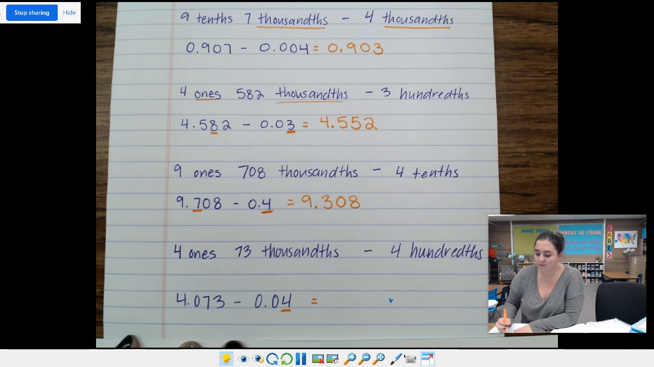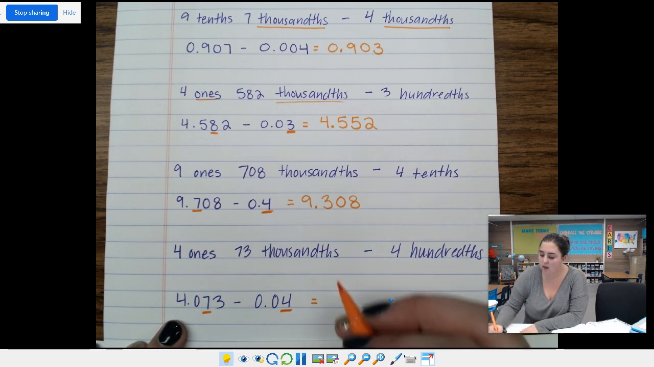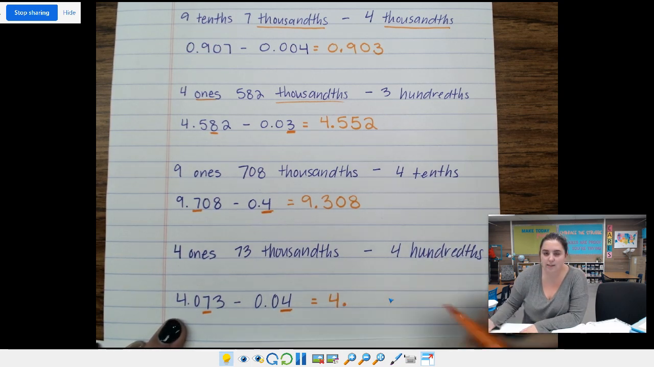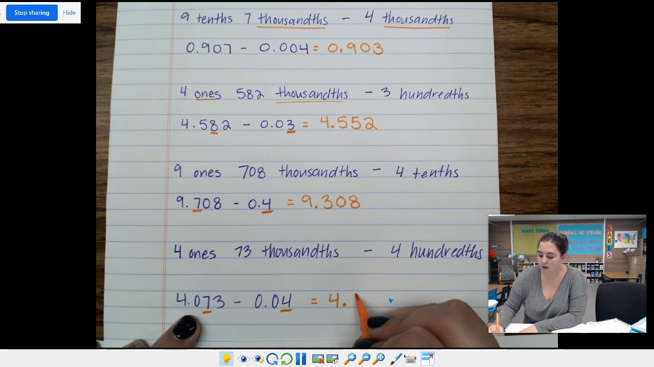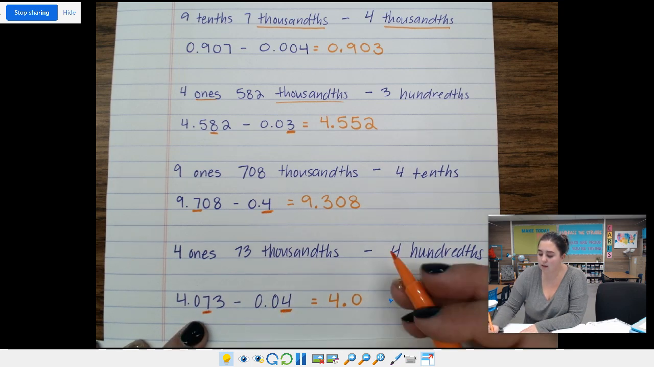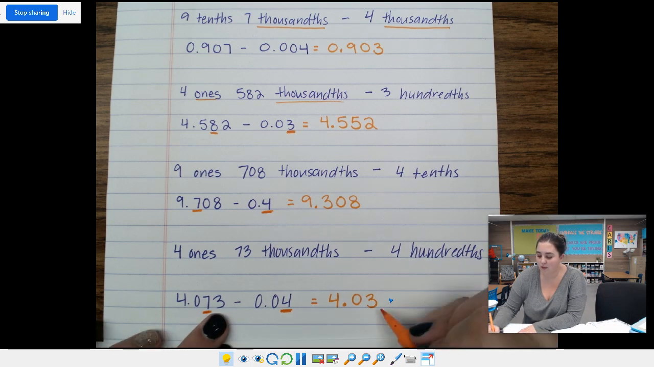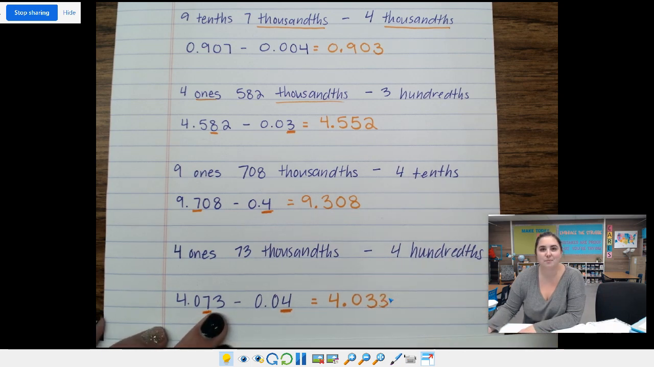Last one. I'm taking away 4 hundredths, and I had 7 hundredths to start. My 4 ones is going to stay the same. I already didn't have anything in my tenths. 7 hundredths minus 4 hundredths is 3 hundredths. And that 3 thousandths stays the same.